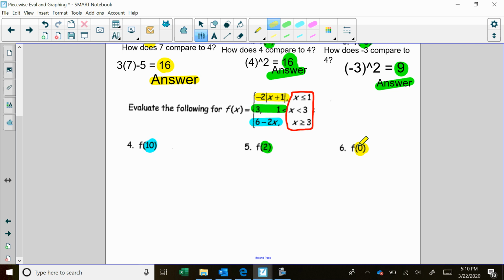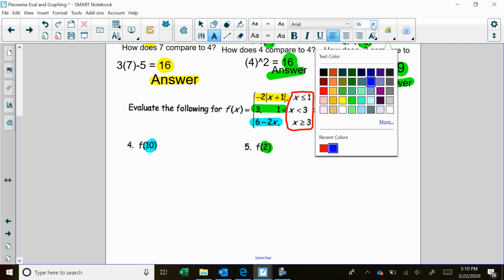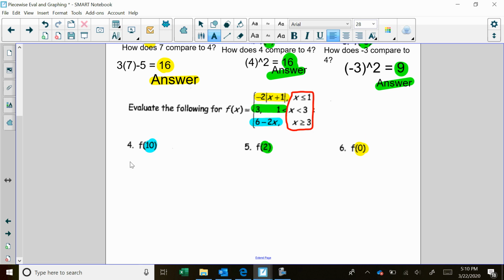And now it's a matter of calculating, plugging and chugging. So we use the blue one. Use blue here. So it is 6 minus 2 times 10. So 6 minus 20, -14.